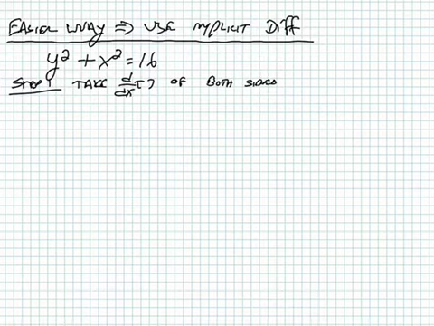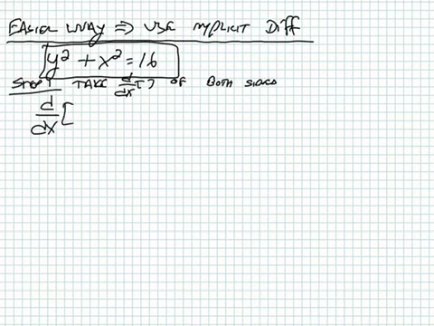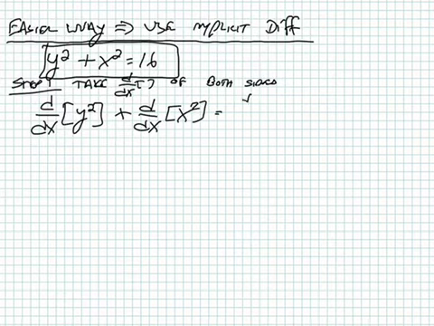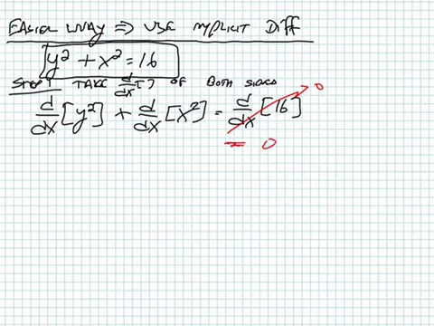Okay, so I'm going to take this equation here for the circle. I'm going to take d dx of both sides. And I'm going to distribute the derivative whenever I have a sum or difference, never a product or a quotient. So I'm going to take d dx of y squared plus d dx of x squared, and that's equal to d dx of 16. Okay, so d dx of 16 is 0, so the right-hand side here is 0.